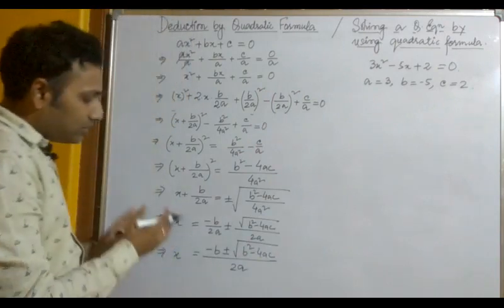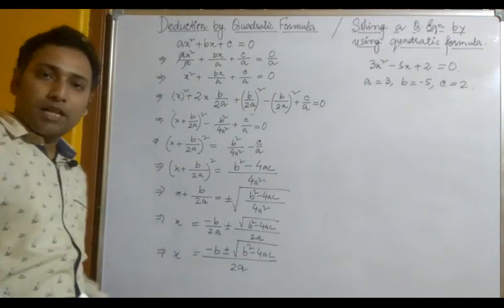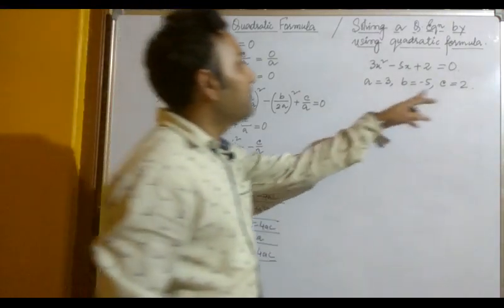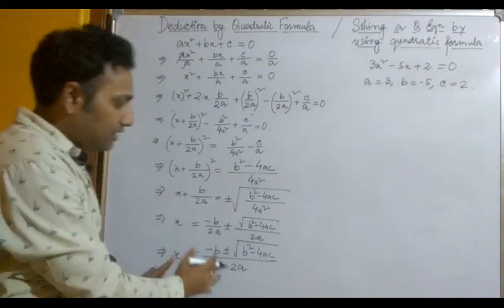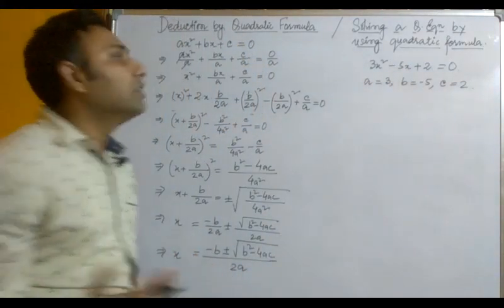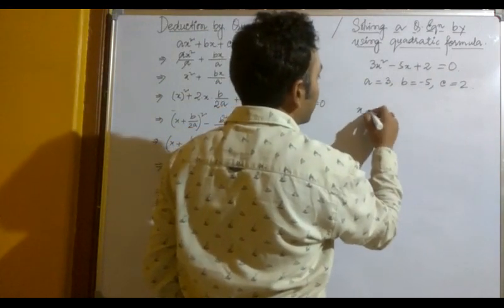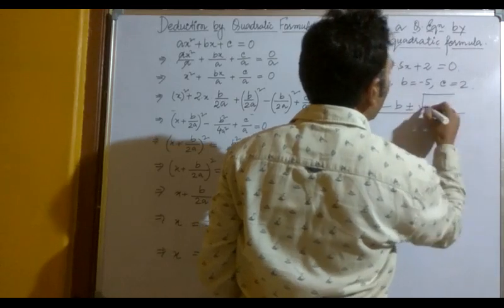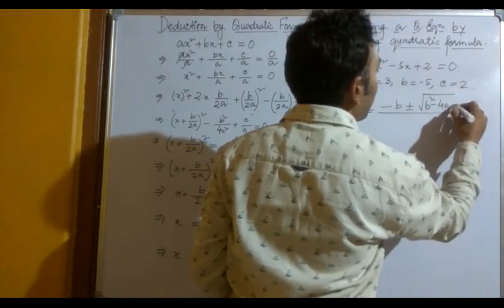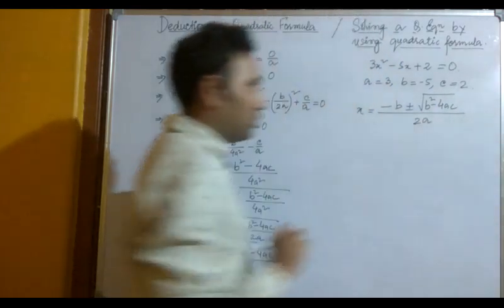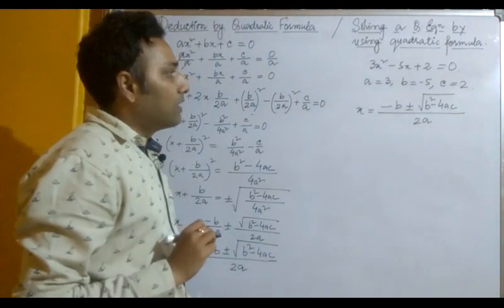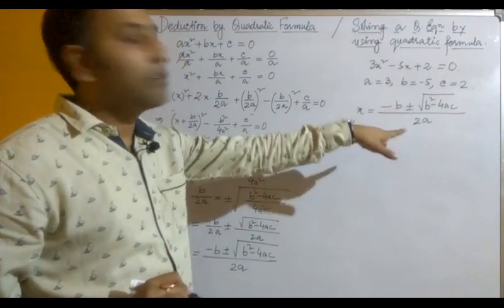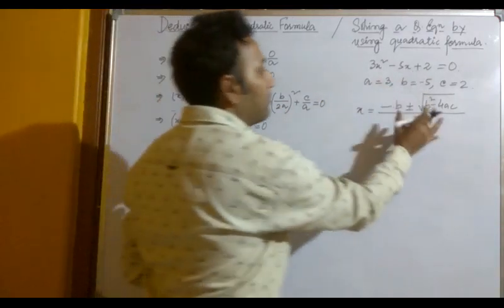Okay, now you have to learn this by heart. So x is equal to minus b plus minus root over b square minus 4ac divided by twice a. Now we got the value of a, b and c. Now we will put the values in this formula and we will try to find out the solution. So finally the formula is x is equal to minus b plus minus root over b square minus 4ac divided by twice a. So this is our formula. Now a equal to 3, b equal to minus 5 and c equal to 2. All these values we will put here.